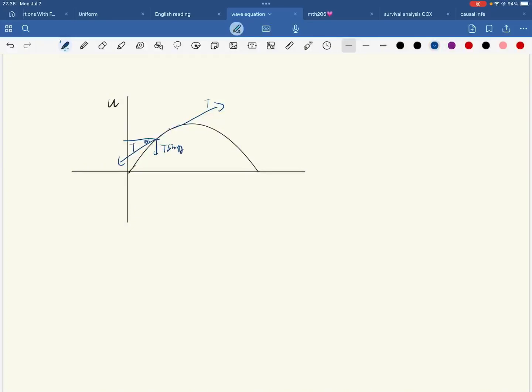T sine theta, and let's say this is x, and this is x plus delta x. Actually, this is T sine(theta plus delta theta), and we know F1 equals T sine(theta plus delta theta) minus T sine theta.